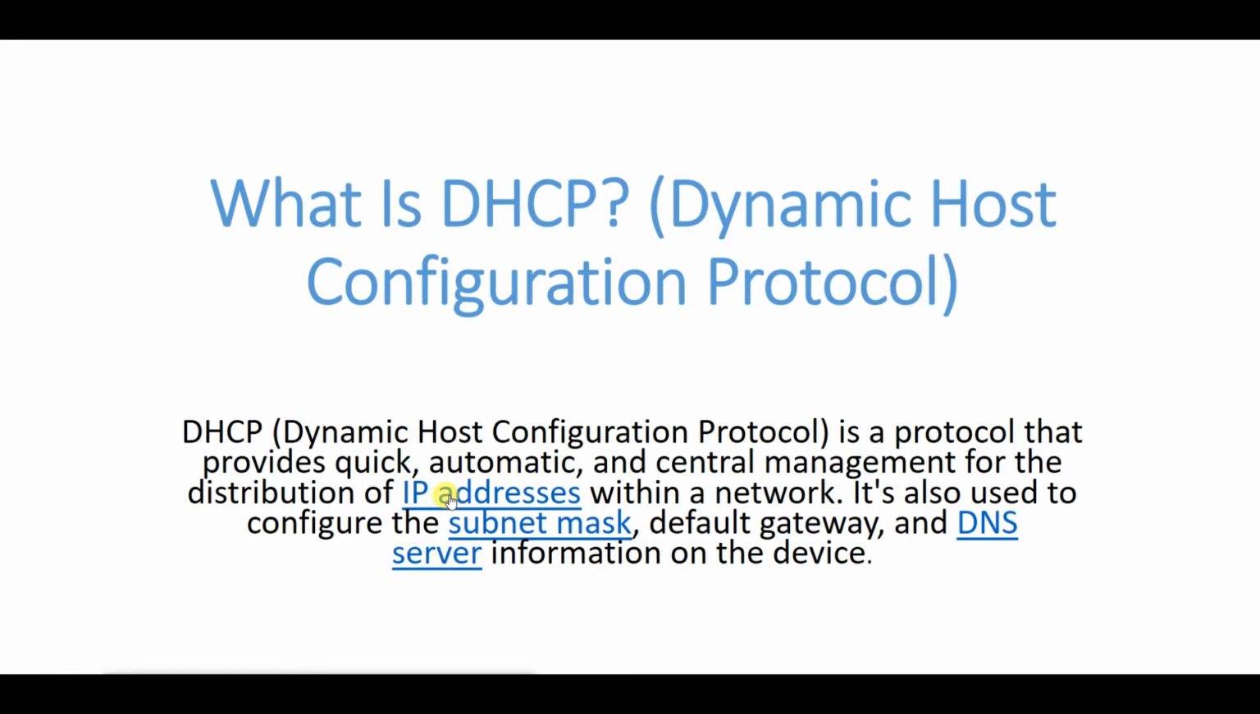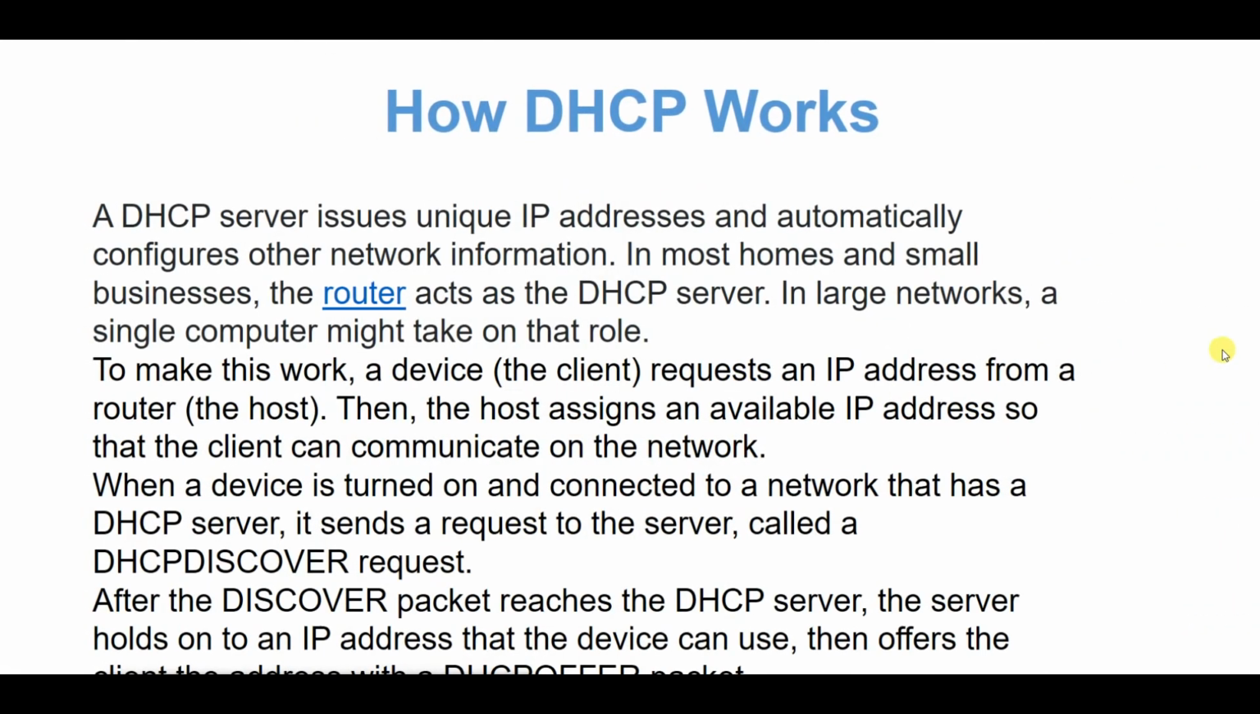In this lesson we are going to learn how it works. Let's see how it works. The DHCP server issues a unique IP address and automatically configures other network information. As I said earlier, it gives the IP address uniquely to a specific PC. In most homes and small businesses, like the Wi-Fi and computers we use at home, the DHCP server or DHCP router assigns an IP to our devices. If it is an office, maybe we may use a server.